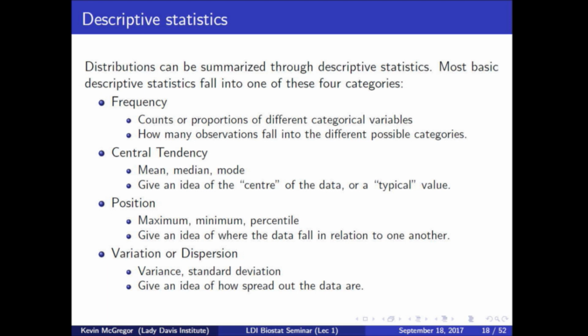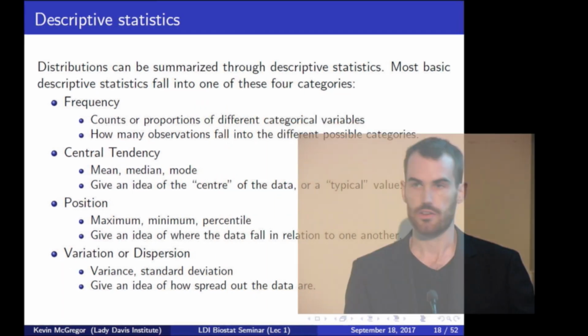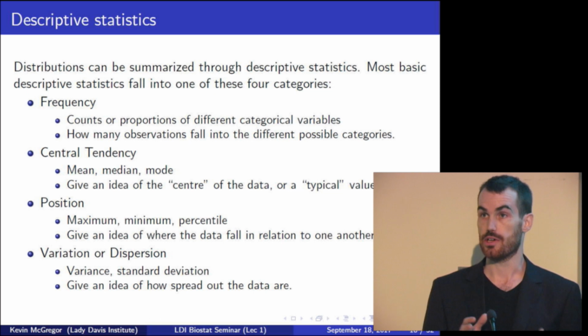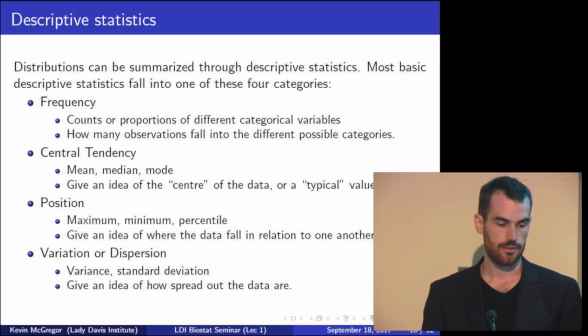And we also have positional statistics, so maximum, minimum, percentile. They tell us how different observations fall in relation to one another. And finally, we have measures of variation and dispersion, like our variance and our standard deviation. These are going to give us an idea of how spread out our data are. This is something that's very important. Usually these are overlooked, but they're going to be absolutely essential when it comes to doing statistical testing further down the road.